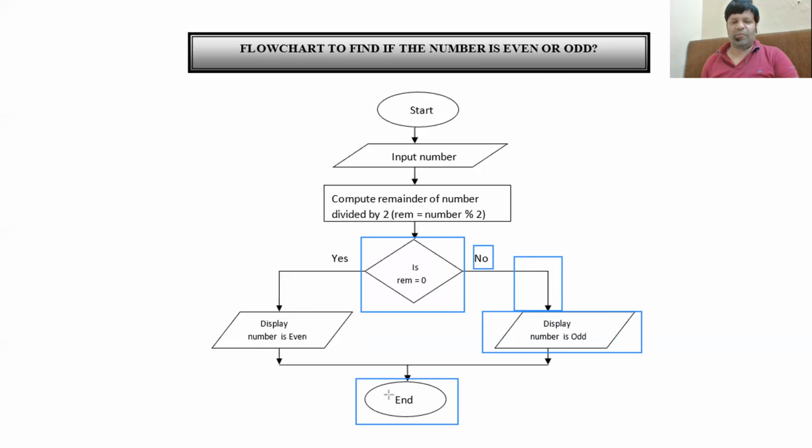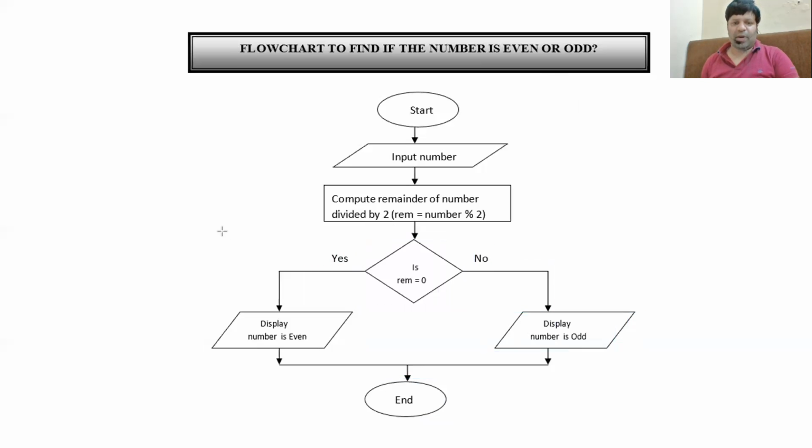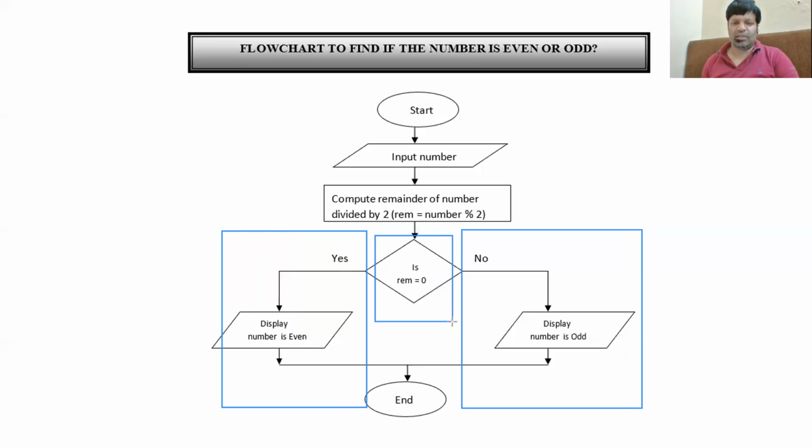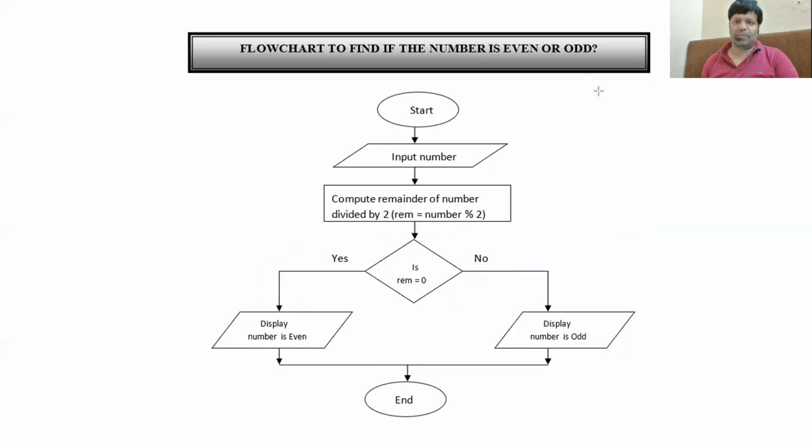So basically we have two paths to reach the end. One is on the left hand side and one is on the right hand side. Which path we are going to follow will depend upon the outcome of this particular symbol. If the outcome of this particular decision is yes, we will follow this particular path. And if the answer of the decision is no, then we are going to follow the path on the right hand side. I hope this is clear to you.